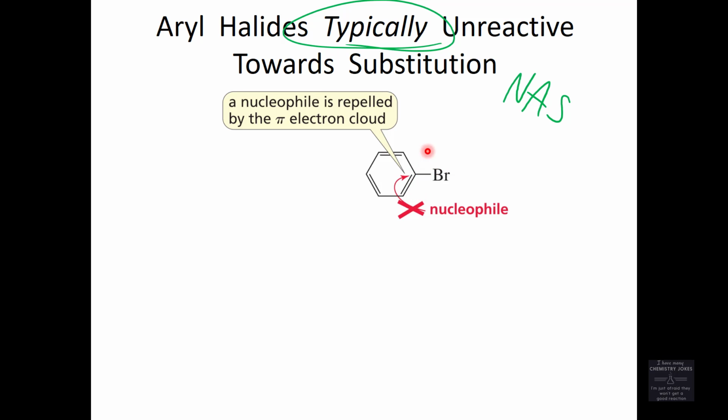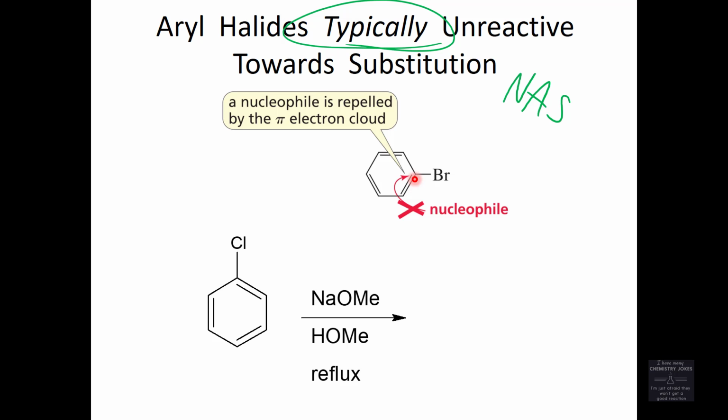And if you were to do an SN1, that means the bromide is going to leave and leave behind an aryl carbocation. No. Aryl carbocations, no. So aryl halides are typically unreactive towards substitution. If you add NaOMe or NaOH to this aryl halide, you don't get the product, unless you heat it really, really hot. If you heat it really, really hot, you can get substitution to take place.